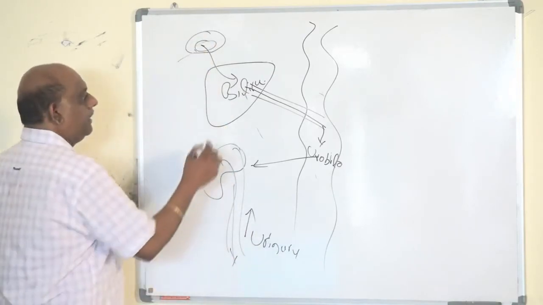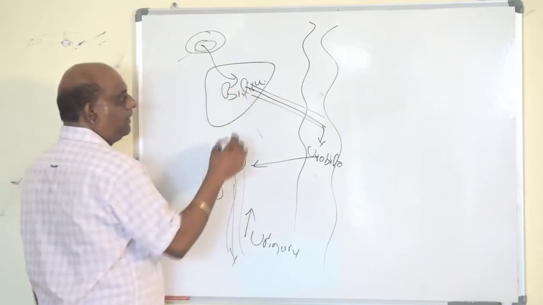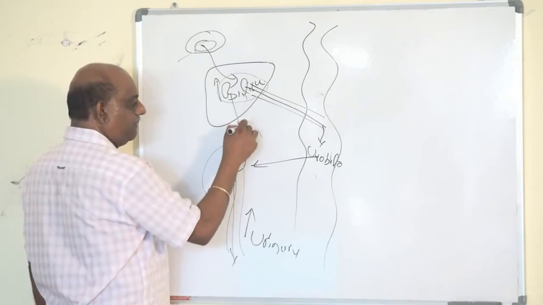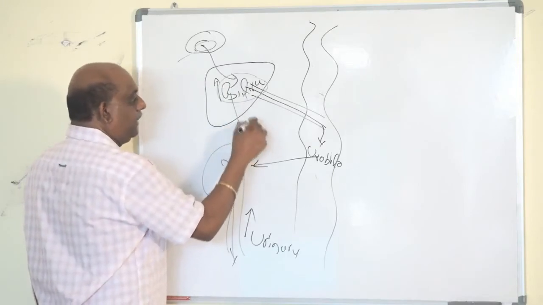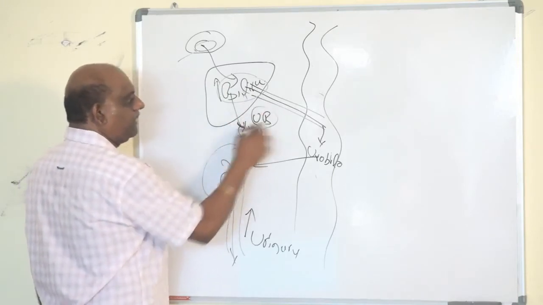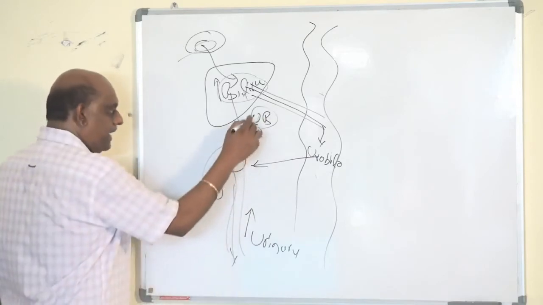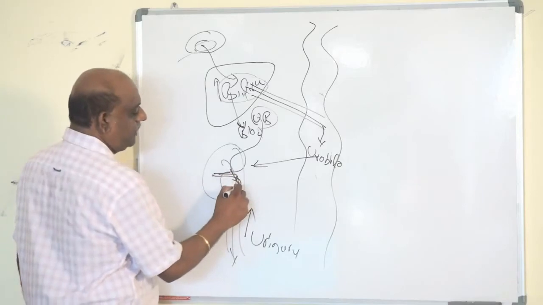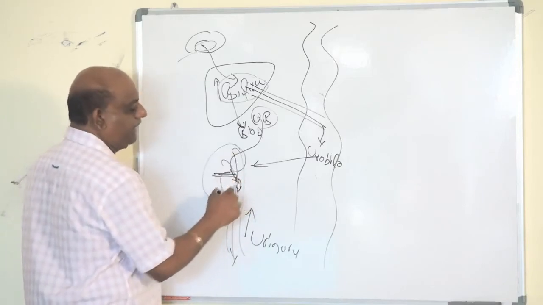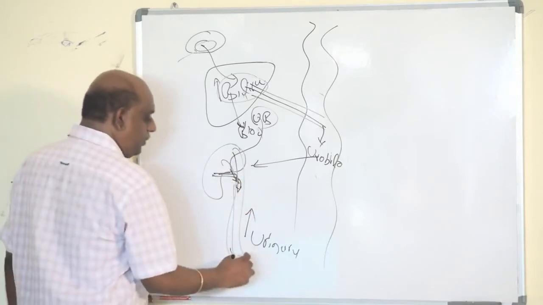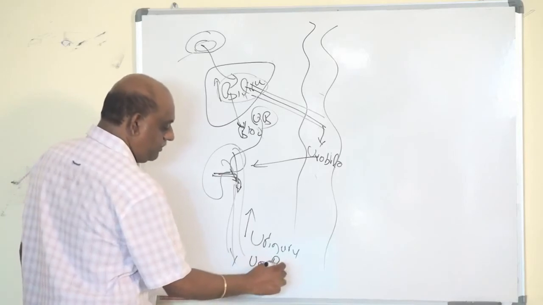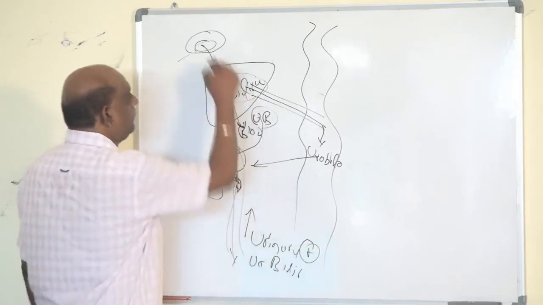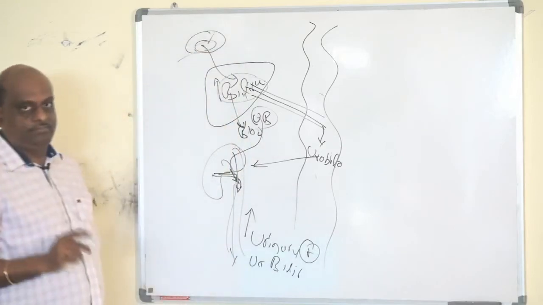But some of the increased bilirubin is released into the blood. It is an unconjugated bilirubin. When this unconjugated bilirubin reaches the kidney, it is not filtered. That's the reason urinary bilirubin is negative, but urobilinogen is positive in case of hemolytic anemia.